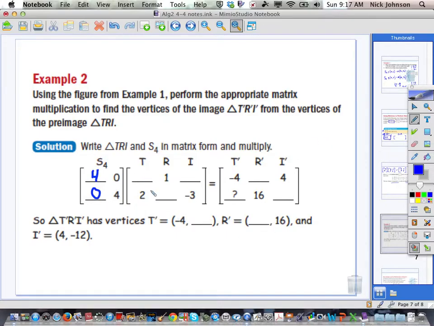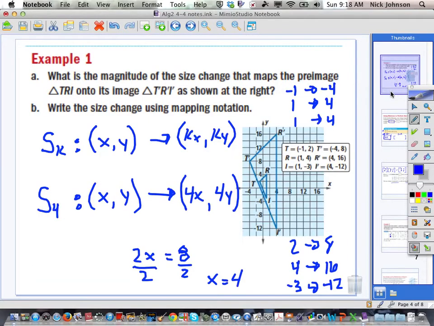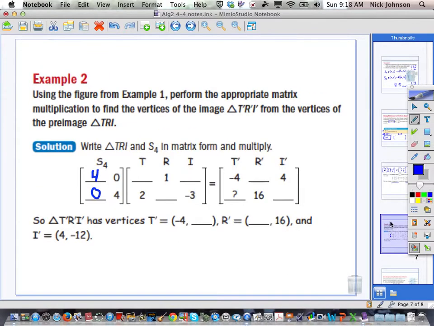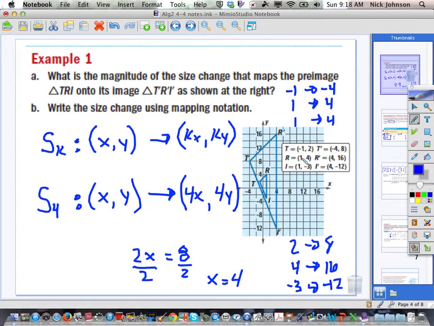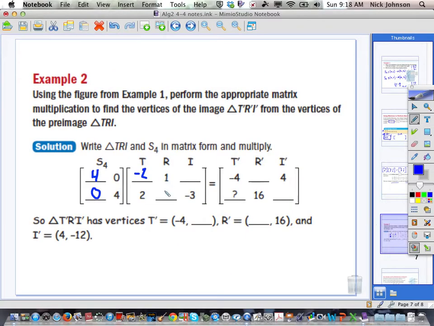Now I've got to get my other points from my first triangle, so I have to go back here. It's negative 2, comma 2. And 1, 4, and 1, negative 3.